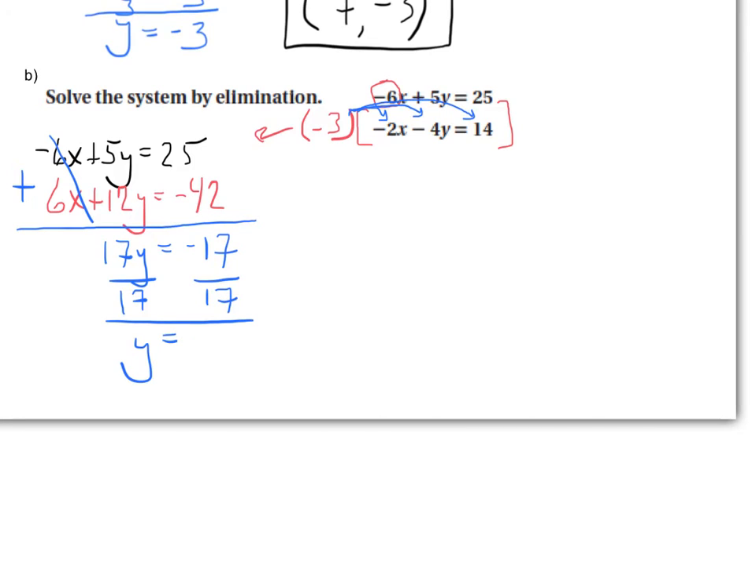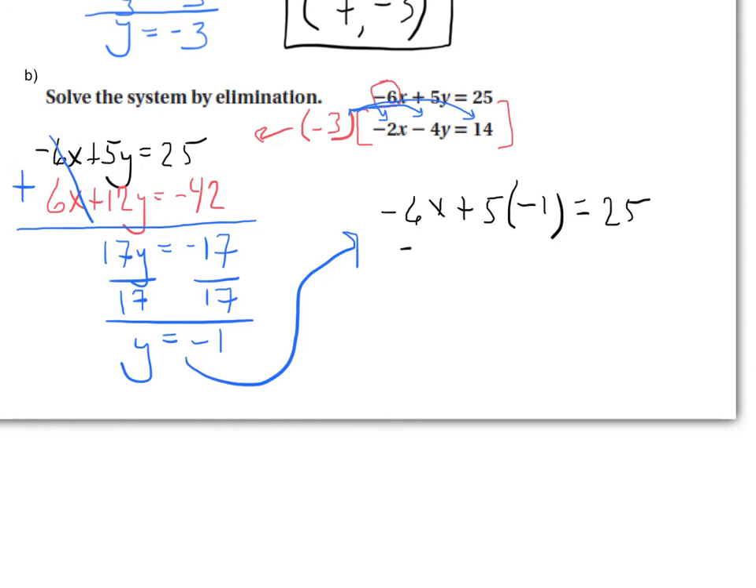y equals negative 1. So then I'm going to take this value back over to the other side. We'll go again back through the first one. This time we have the y value, not the x value. So I'm going to plug in the negative 1 where I saw the y's. And now I'm just solving for x. So negative 6x minus 5 equals 25. I would add 5 to both sides.